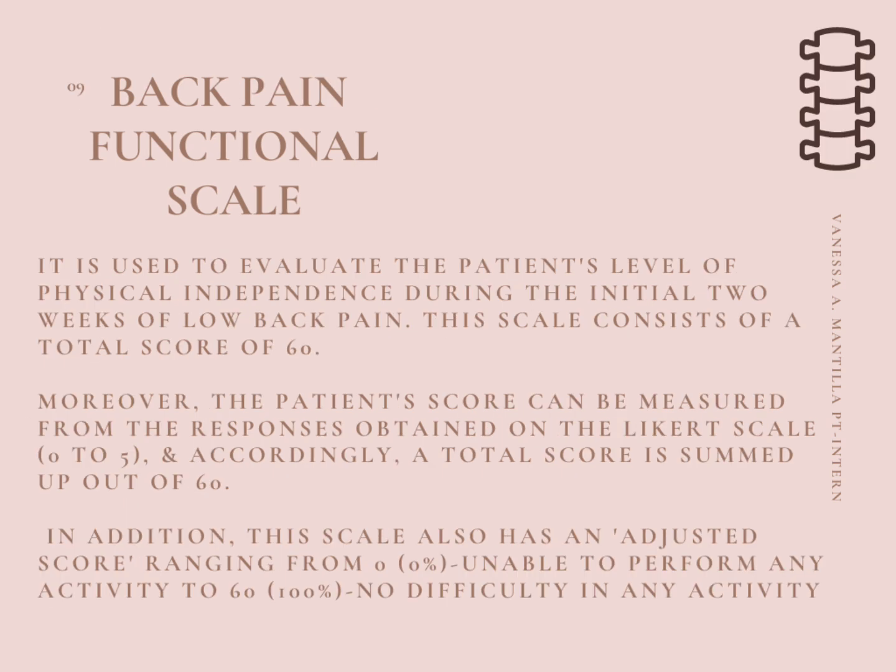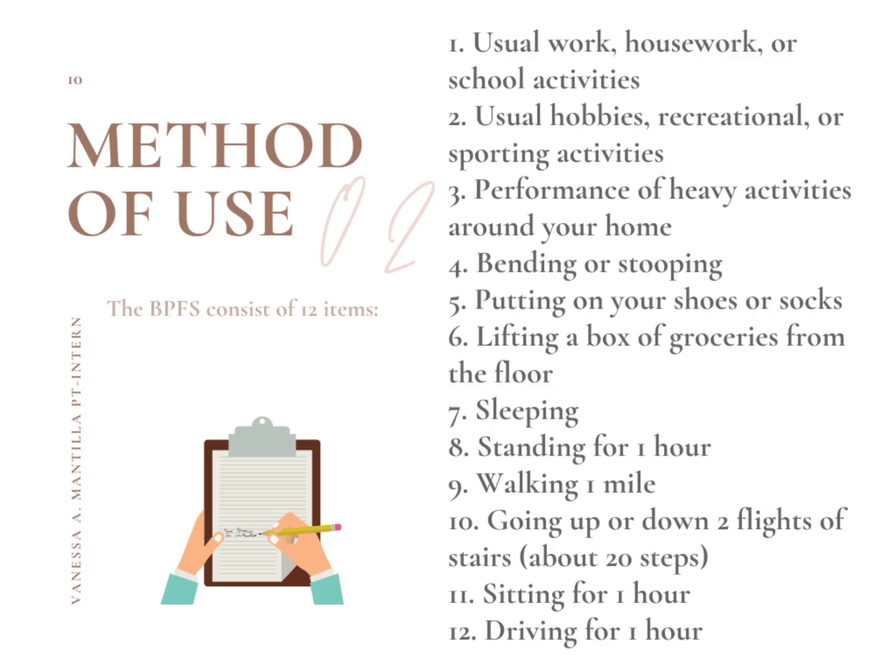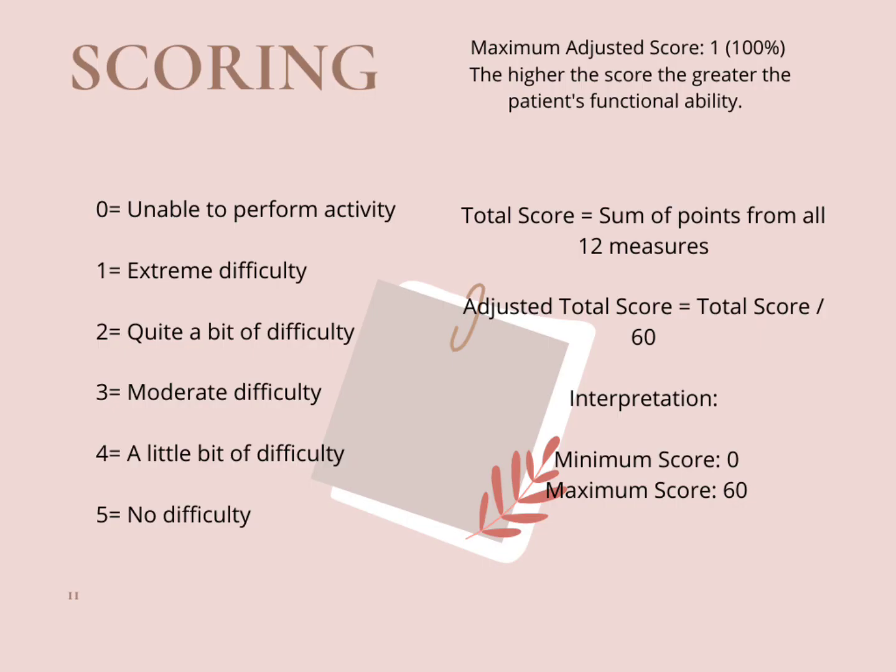This scale consists of a total score of 60. Moreover, the patient's score can be measured from the responses obtained on the Likert scale numbered from 0 to 5, and accordingly, a total score is summed up out of 60. The BPFS consists of the following 12 items. Now for the scoring. This BPFS uses a Likert scale of 0, meaning the patient is unable to perform the activity, and a scale of 5, meaning the patient has no difficulty performing the activity.